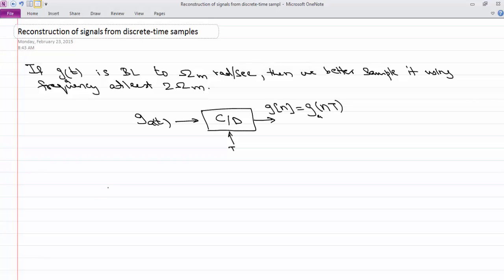Again, we'll look at formally what is the hardware operation that you need to do, but we'll first break that operation of reconstruction down into two pieces, just like we broke it down into two pieces for the sampling procedure. So let's say you are given the samples g[n]. The first thing we do is convert from sequence to an impulse train.